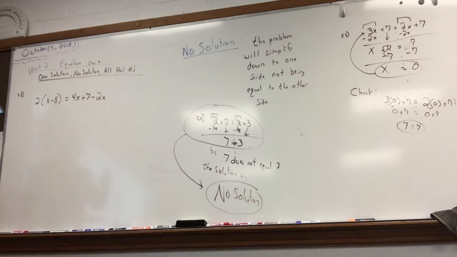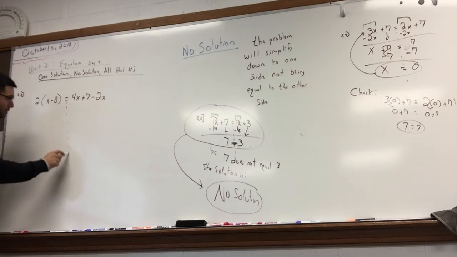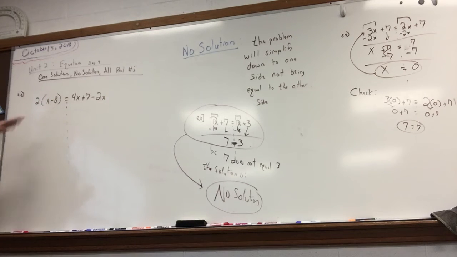Okay, balance point. Carly, which side do you want to start with, left or right? Left. Okay, what do I have to do on the left side? Distribute. What am I distributing? 2 times 1x is 2x. Then what? 2 times negative 8, which is negative 16. Good. Anything else I can do over here?